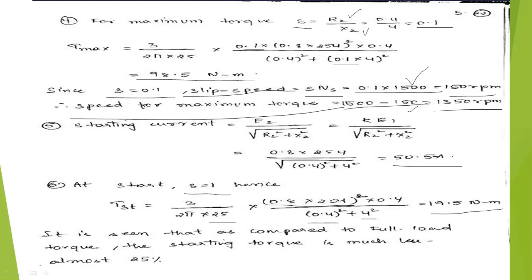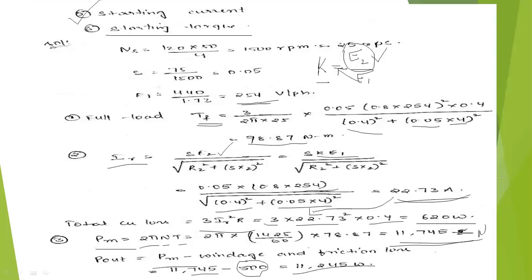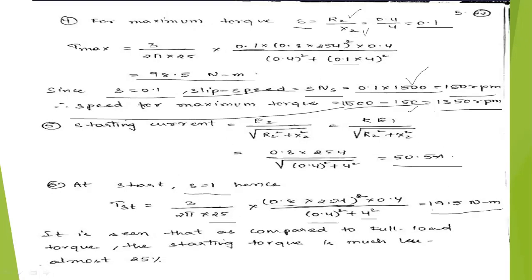Okay, so compared to the full load torque, here we got the full load torque as 78.87 newton meters, right? So this is the full load torque, 78.87 newton meters. But compared to the full load torque, what is the starting torque here? 19.25, sorry, 19.5. So it is very, very low. It is almost 25% of the full load torque that you are getting at the time of starting.